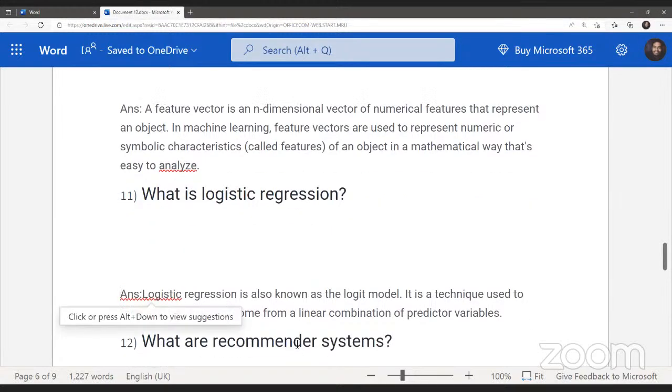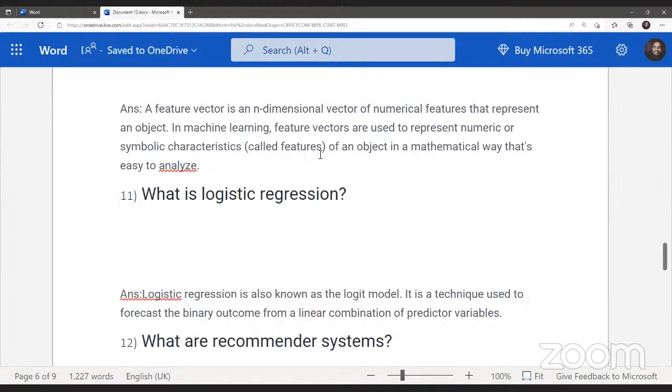So as we look into this, logistic regression is also known as a logit model, and it's a technique which is used to forecast binary outcomes from a linear combination of predictor variables.